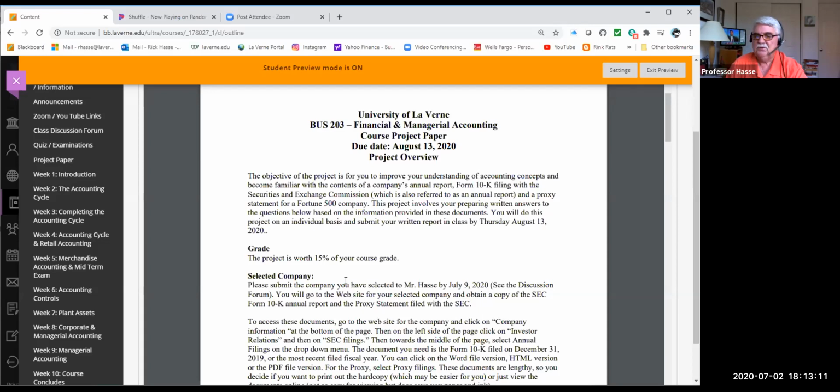All right. Let me just read this first paragraph. The object of the project is for you to improve your understanding of accounting concepts and become familiar with the contents of a company's annual report, Form 10-K filing with the Securities and Exchange Commission, which is also referred to as an annual report, and a proxy statement for a Fortune 500 company. Now, what's a Fortune 500 company? Fortune is a business magazine, and every year they come out with the top 500 companies in the United States.